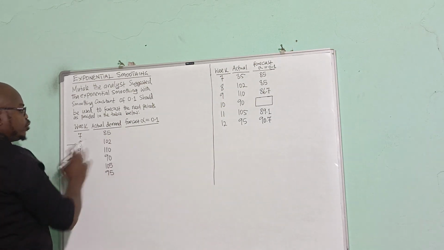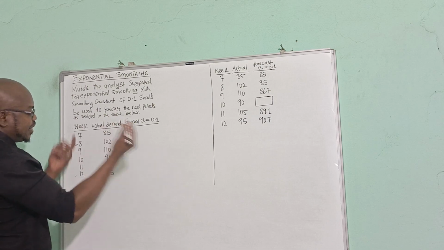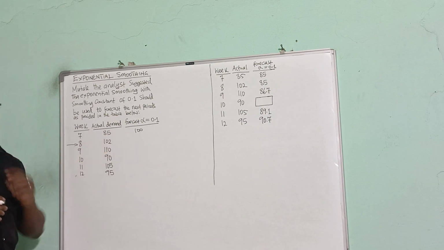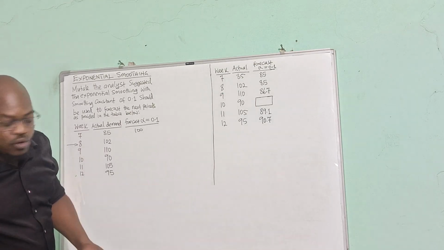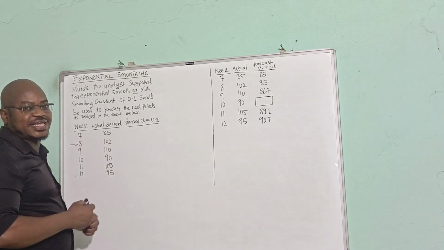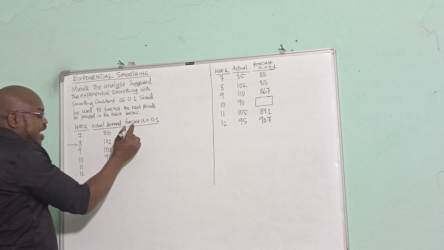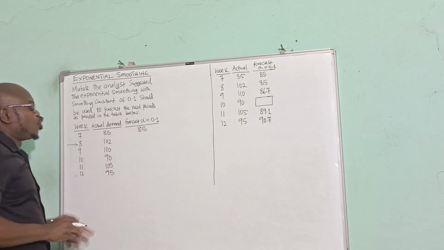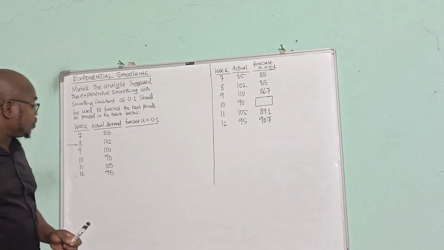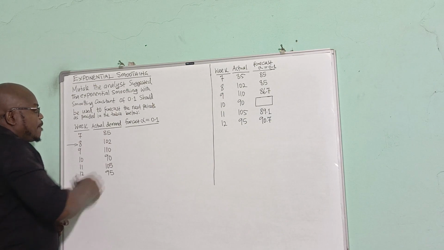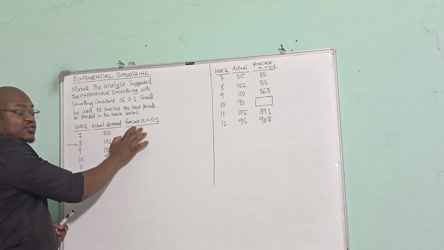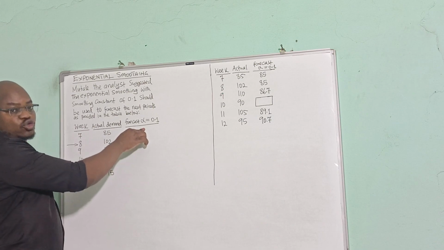Sometimes the examiner will provide you with the first forecast. Let's say the examiner provided a first forecast as 100, meaning that will be your first forecast. In the instance where the examiner does not provide the forecast for the first period, you assume the actual for the first period is the same as the forecast, so you just pick this 85 and put it there. In this case I'm assuming the examiner hasn't provided the first forecast, so I'm going to make the first period, week 7, my first forecast. I'll just move it from here to there.